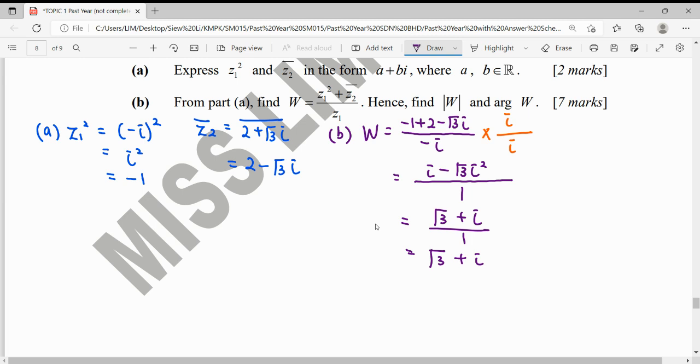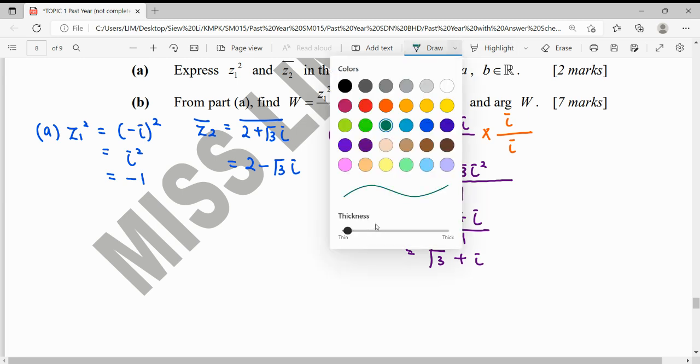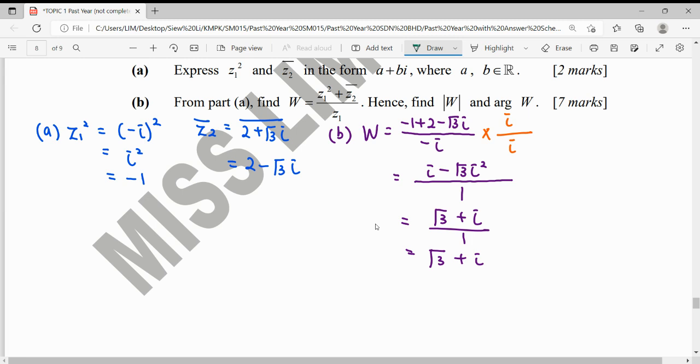Then we are going to find its modulus. So for the modulus of w, it will be the square root of a squared, which is √3 squared, plus b squared, which is 1. So the answer is 2.